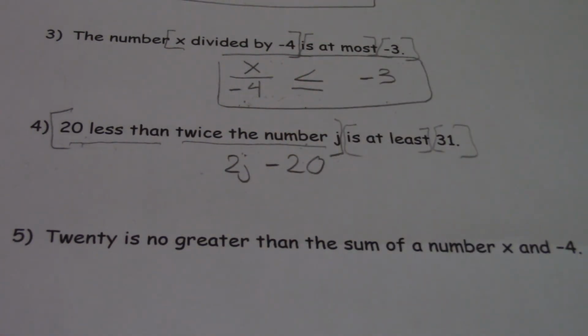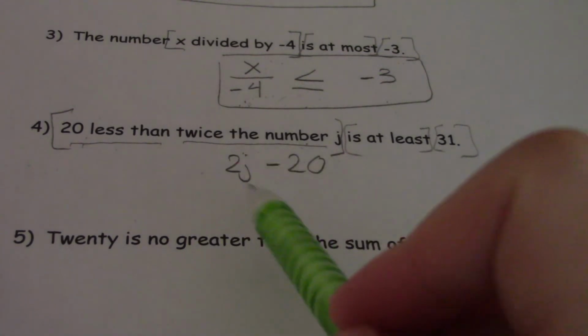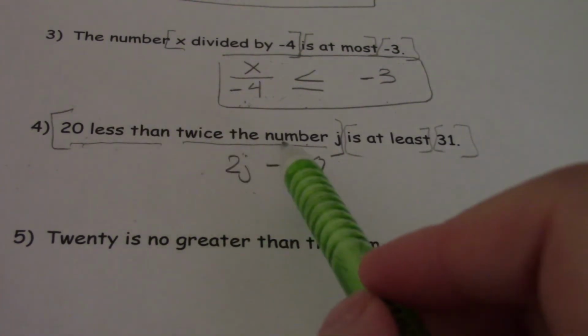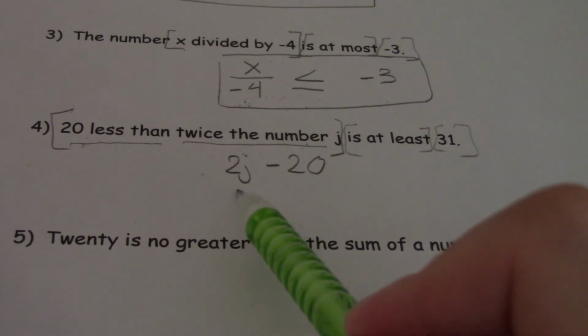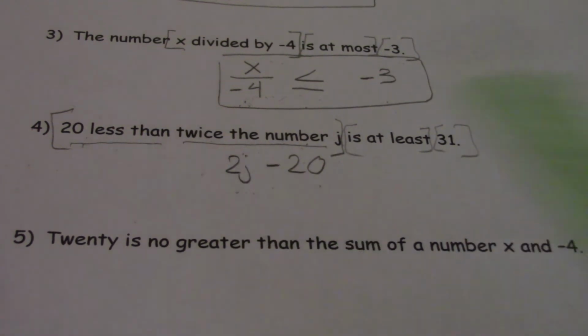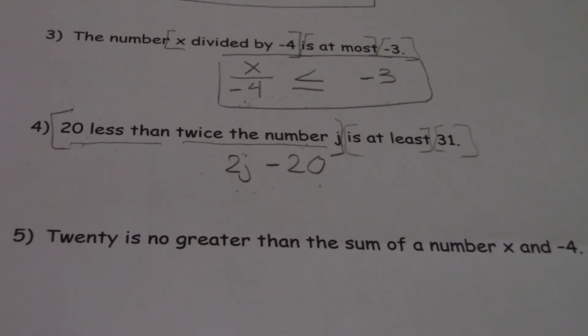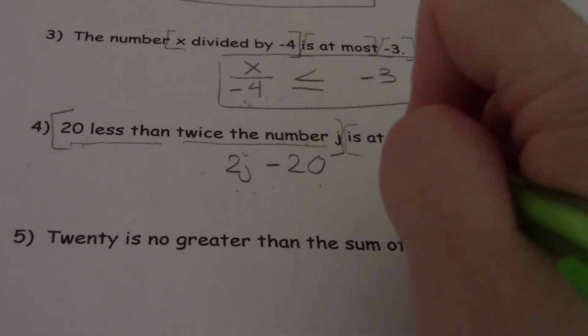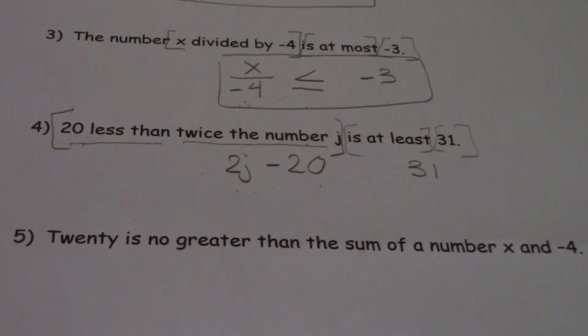Again, most students like to put 20 minus 2j. However, that is incorrect. If I asked you what is 3 less than 5, you would just say 2 because you would do 5 minus 3. Same thing here. If I have 20 less than twice the number j, the twice the number j is going to be the first part, and then you're going to have that minus 20. So that's the first side of the inequality. The other side is just going to be 31.